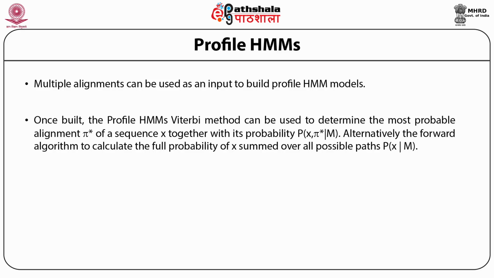Okay, so once we have built a profile HMM, we can use the Viterbi algorithm to determine the most probable state sequence within that complex alignment, which would actually give me the alignment of a particular sequence to the rest of the family. Alternatively, I can use the forward algorithm to calculate the probability that a sequence belongs to a particular family, summed over all the possible paths in the hidden Markov model.